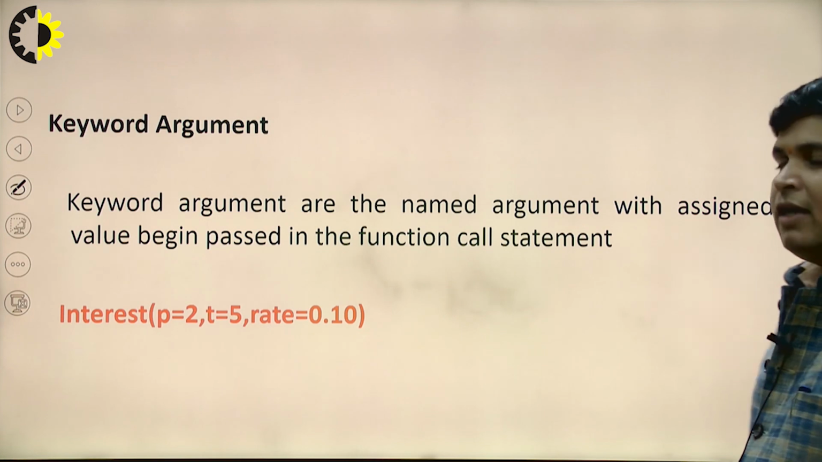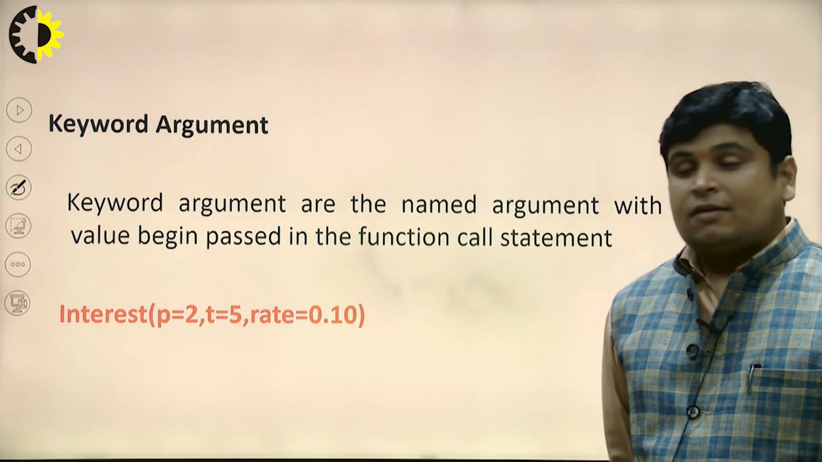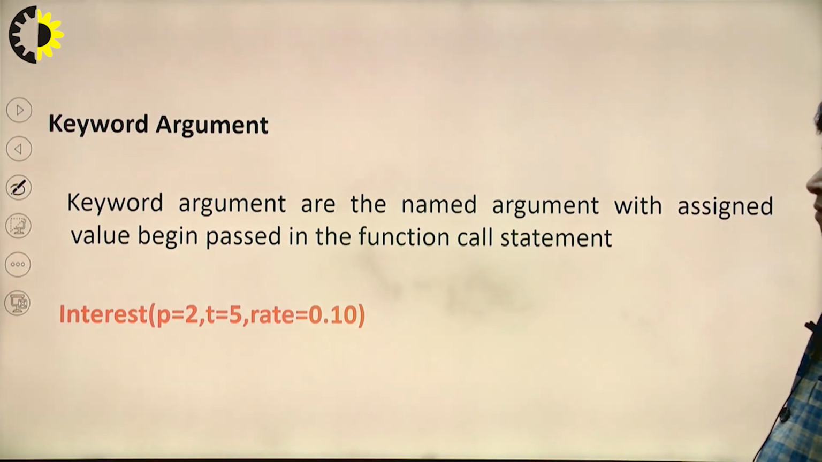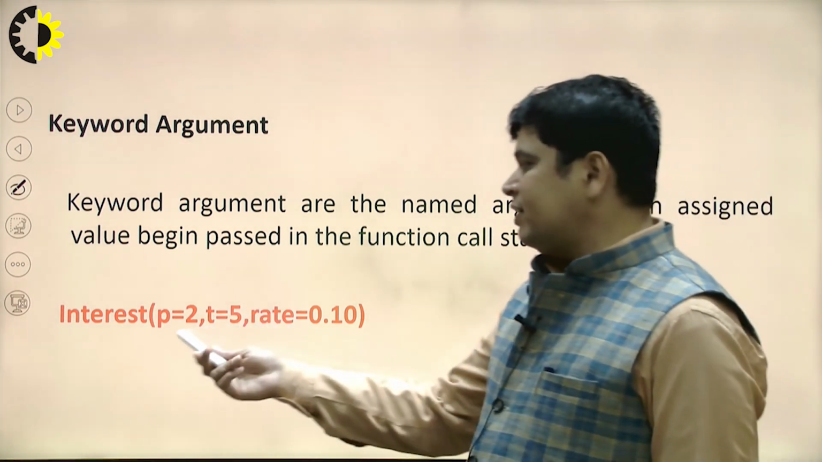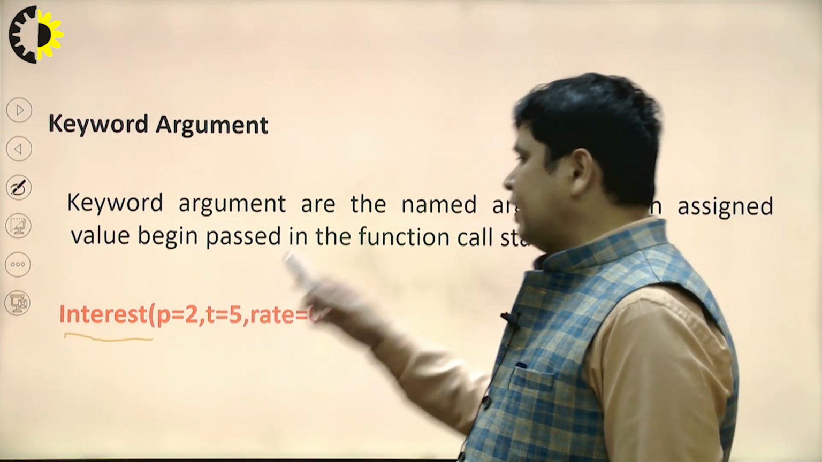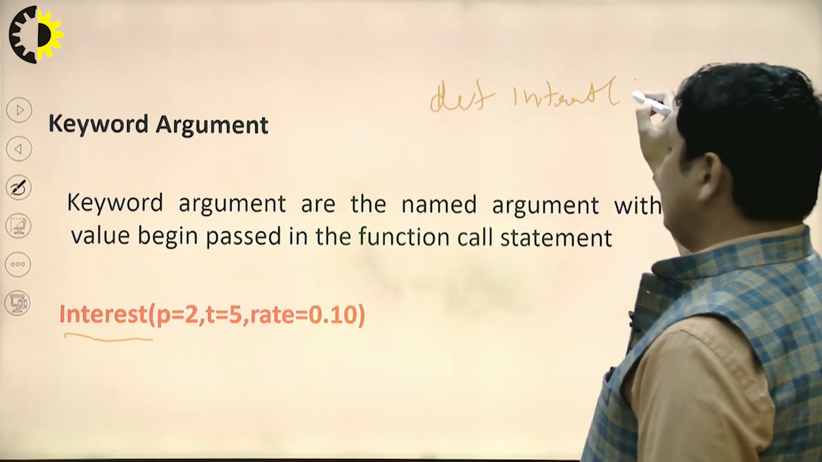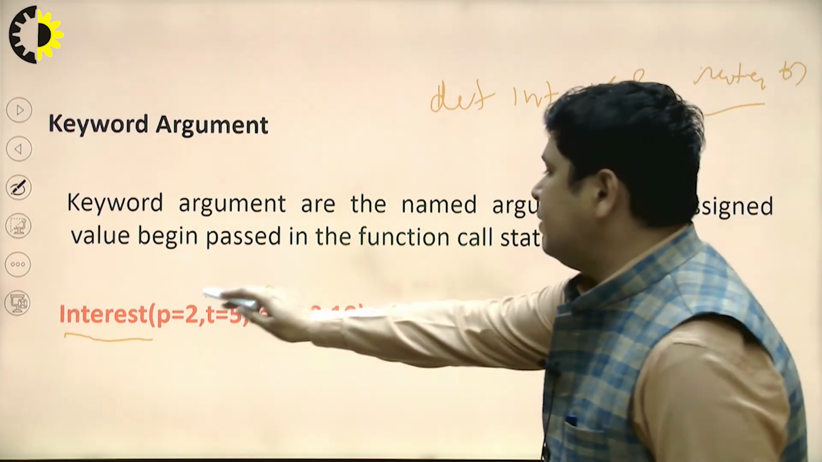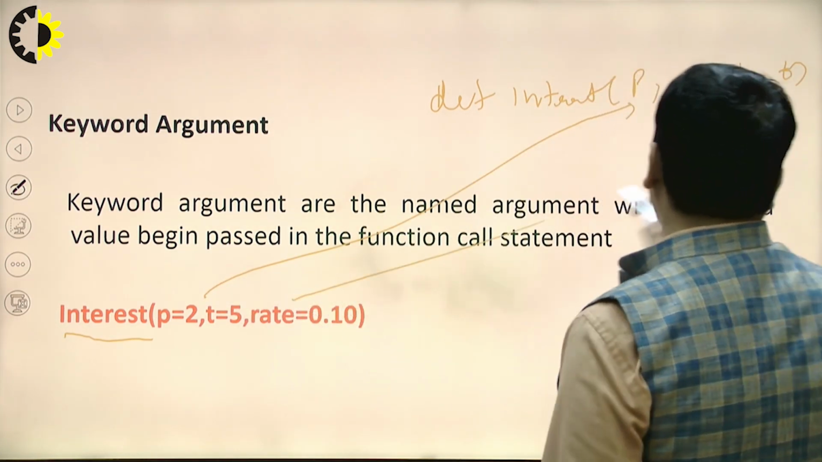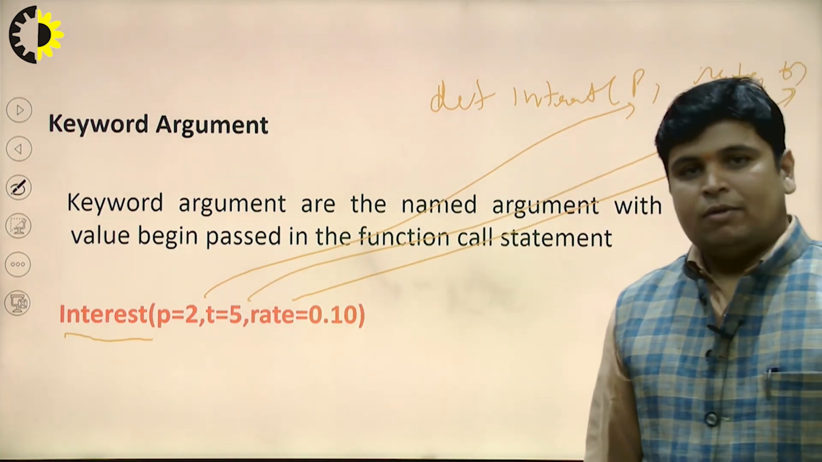Now this is the keyword argument. Basically, keyword arguments are the named arguments with an assigned value being passed in the function call statement. Okay. You will see here, this is the rate of interest. I am calling one statement and inside the definition I make the definition interest with P, rate, comma, T. Now I am going to pass the value to a particular variable. Rate moves in this direction and T moves in this direction. This is about the keyword argument. Okay, thank you so much.